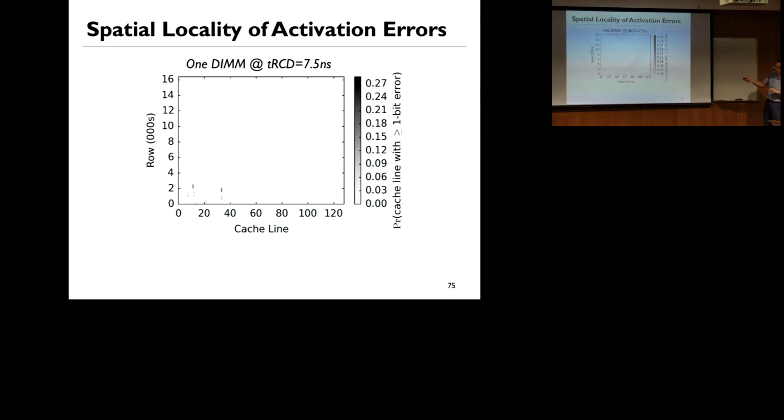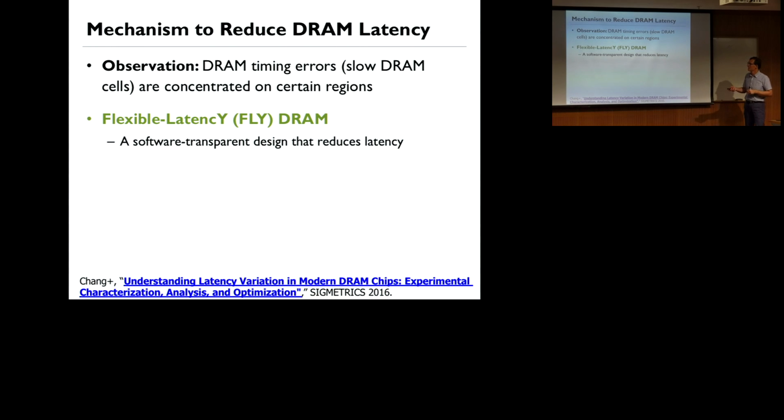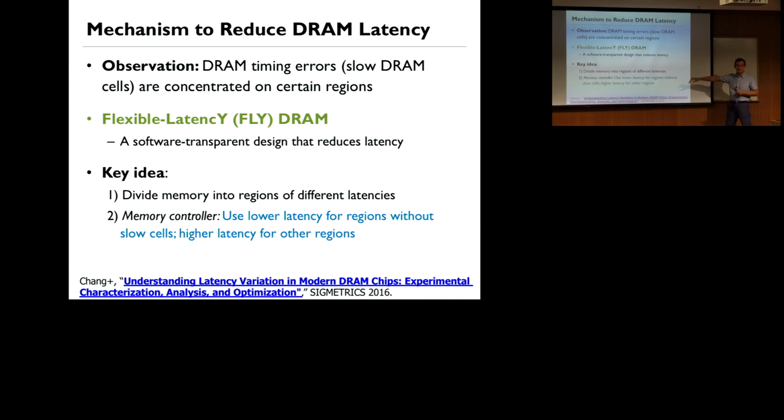And the y-axis over here is the probability of a cache line with greater than or equal to 1 bit error. Okay. So once you have this observation, that DRAM timing errors, meaning slow DRAM cells, are concentrated in certain regions, you can take advantage of this somehow, right? Basically, the idea is to have a software-transparent design that reduces latency. The key idea is to divide memory regions into regions of different latencies. And the memory controller uses lower latency for regions without slow cells and higher latency for every other region.